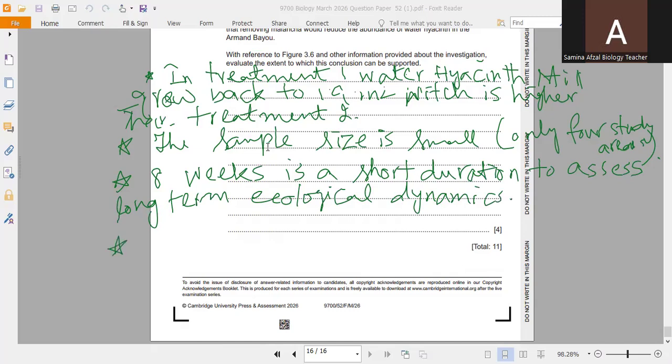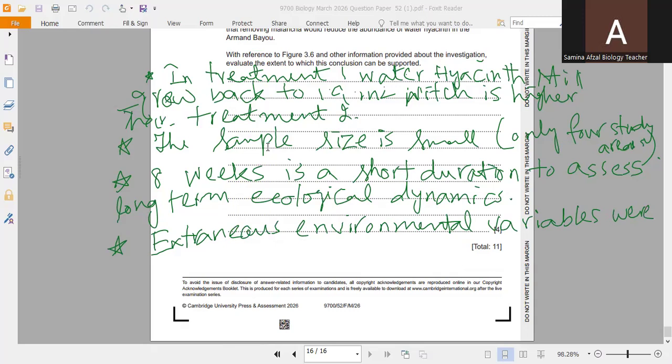Number 4, extraneous environmental variables were not controlled, as you know, water flow, light, nutrient runoff, or seasonal changes. So, students, that was all about this paper 5.2.